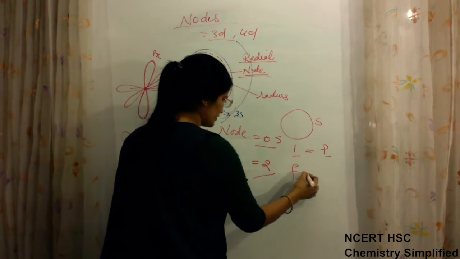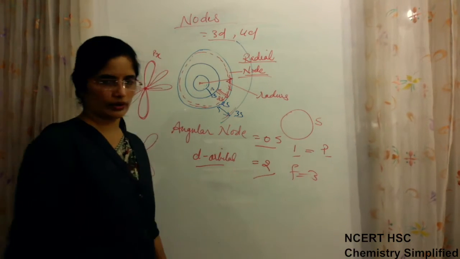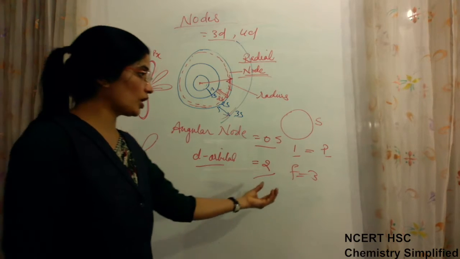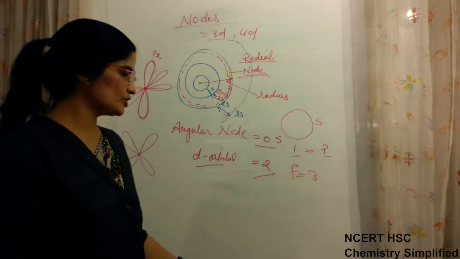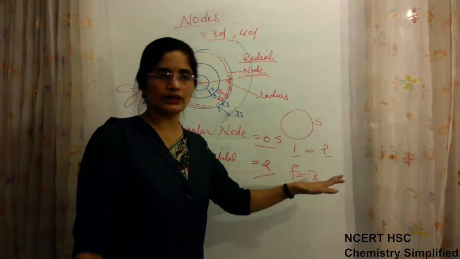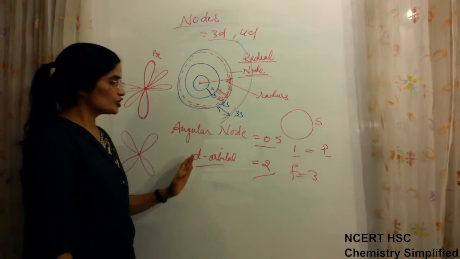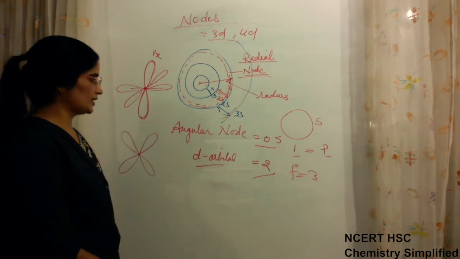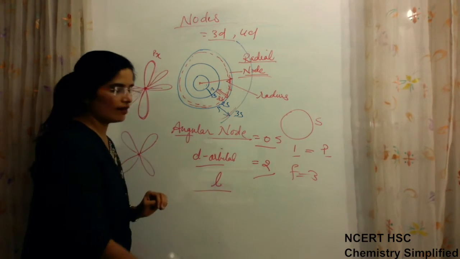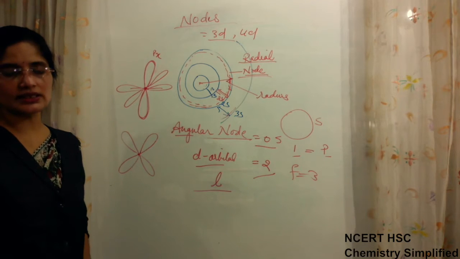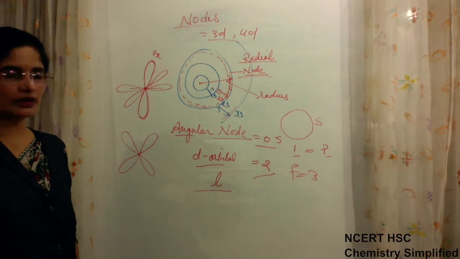Like this, for F it will be 3 and so on. Because we don't talk about the shape of F orbitals, it becomes more and more complicated. So we can just write that it will go on increasing like this. So we can say that the number of angular nodes is actually equal to the L value. L value means azimuthal quantum number value.